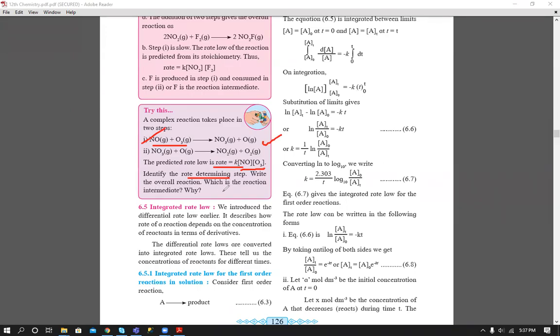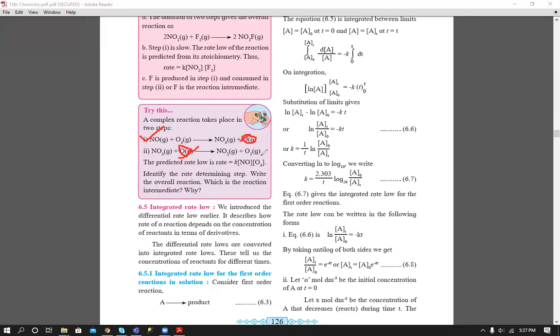Write down the overall reaction and which is the reaction intermediate. So in this reaction, this is your rate determining step. O is produced in this reaction and gets consumed in the second step, so it is your reaction intermediate. So what will you write as the reason? O is produced in the first step and gets consumed in the second step. And what is also asked? What is the overall order of the reaction? So how will you write the overall order?